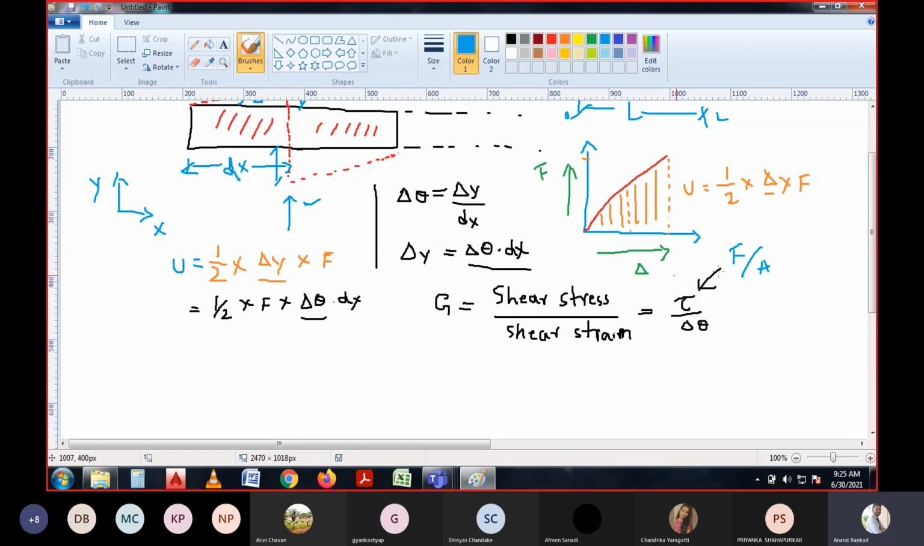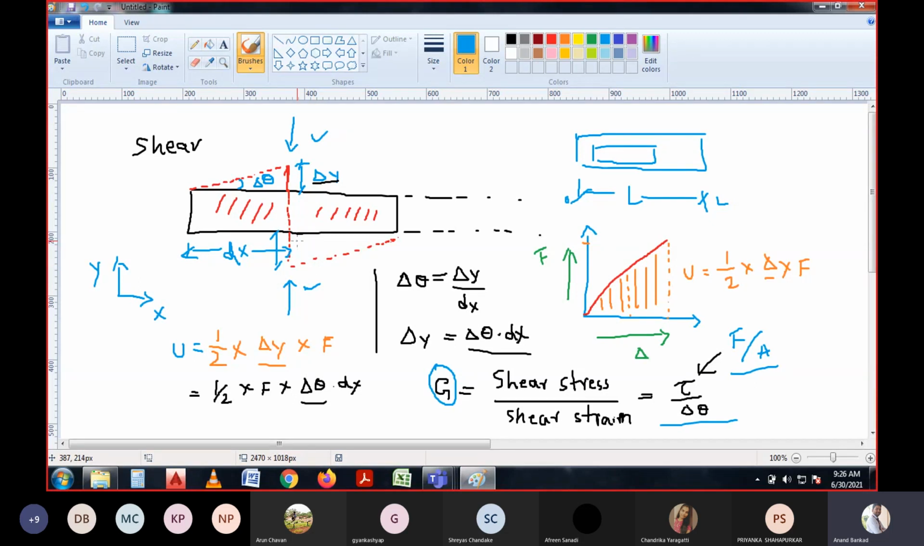So by referring to all these, G is equal to tau by delta theta, and F by A is nothing but tau. Substituting F by A in the place of tau and rearranging the term, equating to delta theta, we get F by AG. So in the place of delta theta, we can write F by AG. Why we are considering this F by AG is because we are referring to the strain energy that is due to shear. So when we speak of shear strain energy, we need to consider the modulus of rigidity of the body, or the element, or the member we are referring to.